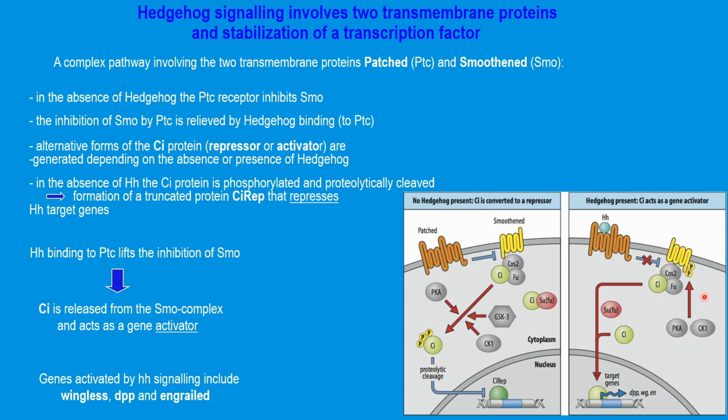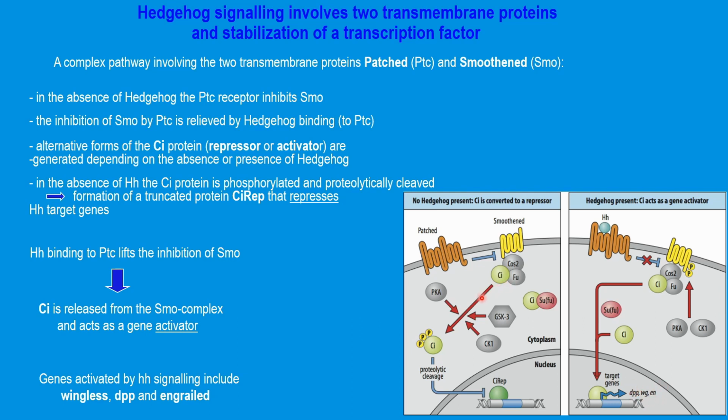We get phosphorylation of the smoothened receptor, and this will release cubitus interruptus from the inhibitory complex, where it can then bind with suppressor of fused, translocate into the nucleus, and elicit transcription of the target genes, for example PTC, but interesting for us in this case with segmentation is wingless and engrailed.